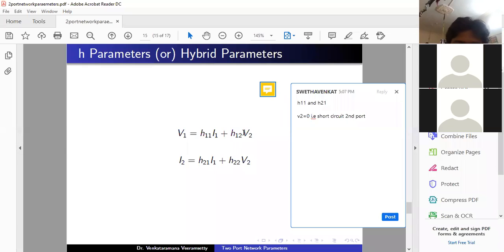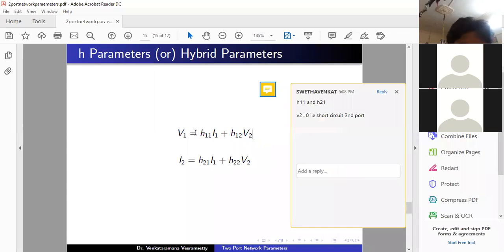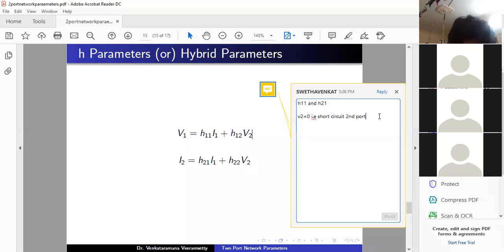If you make V2 equal to 0 in the 19th equation, then we have V1 equal to H11 into I1. So H11 is V1 divided by I1. Similarly, in the second equation, when V2 equal to 0, I2 equals H21 into I1, and H21 is equal to I2 divided by I1.